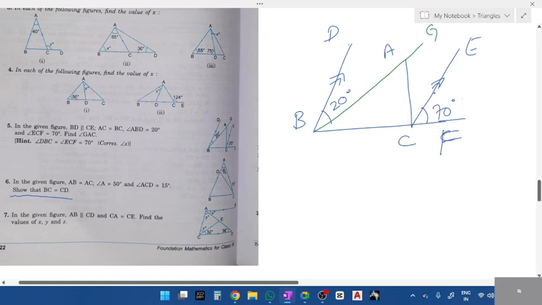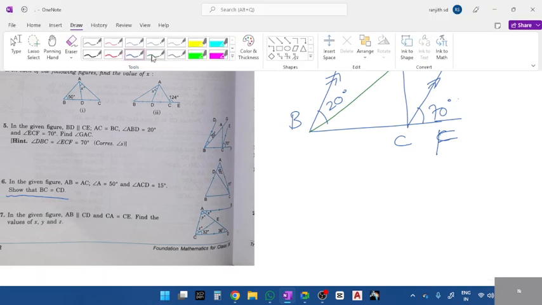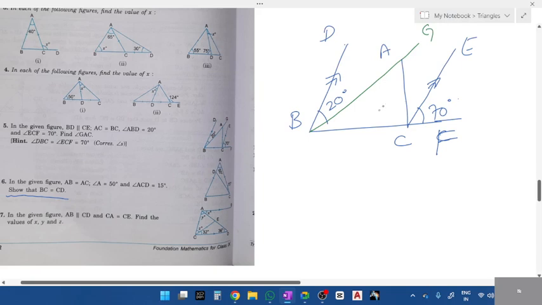Open a textbook page. It might be in a different page. Open a textbook. Fifth question. Be quick. See, already 20 minutes passed. AC is equals to what? BC. Yeah, AC is equals to BC.